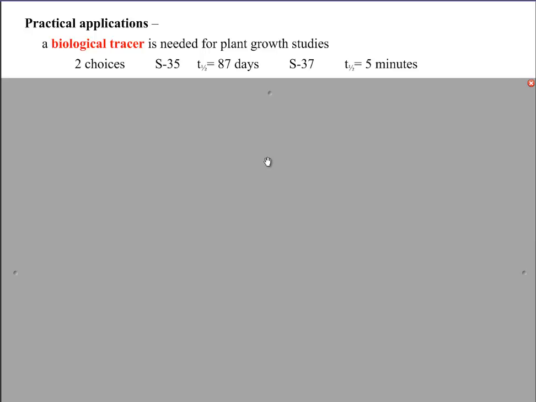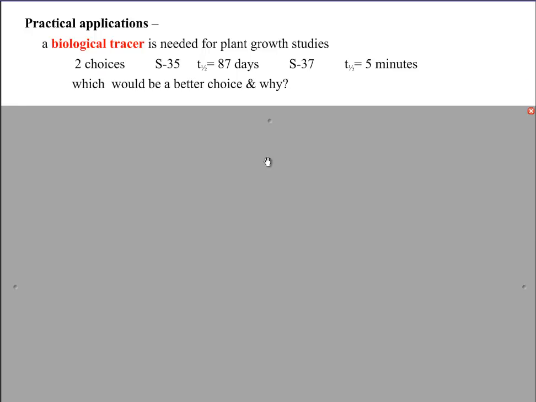Two isotopes look like they're available to us. We have sulfur-35 that has a half-life of 87 days. We have sulfur-37 which has a half-life of 5 minutes. Now, if we're doing plant studies, we need to figure out which of those would be a better choice for us. In general, if we're dealing with plants, we want something that doesn't necessarily take years to break down, but 5 minutes is a little bit shorter, so which would be a better choice and why?